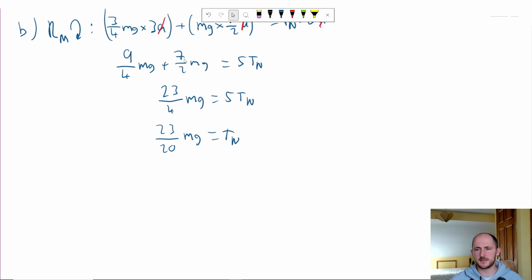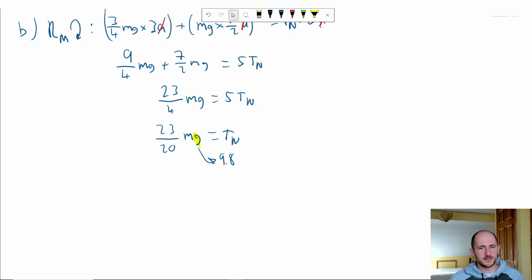Now, the question I sometimes get is, well, is this in terms of m if we have m and g? But remember, the value for g is a constant. It's 9.8. So we don't need to actually include that. We can leave that in terms of m and g because m is the only variable. That's the key point here.